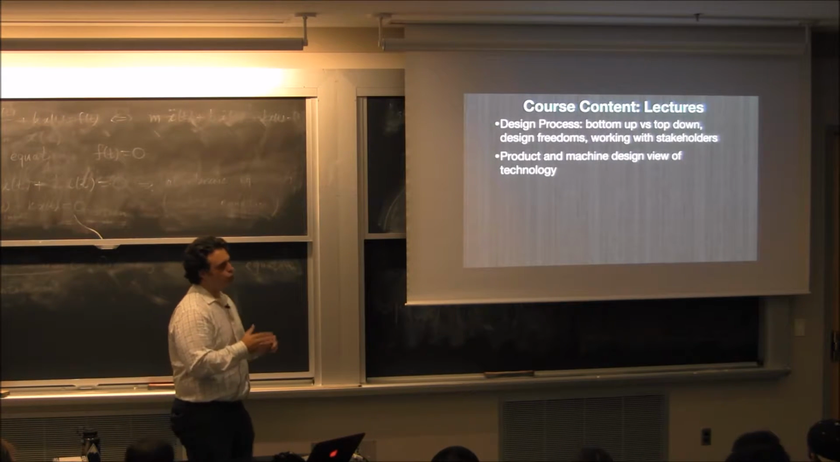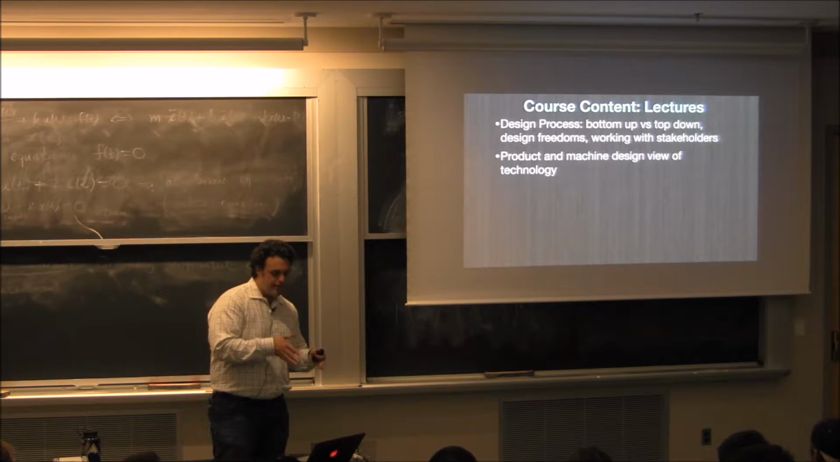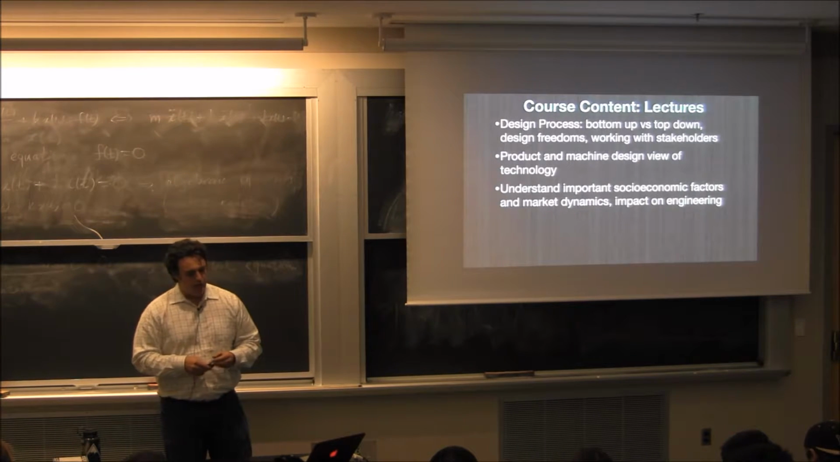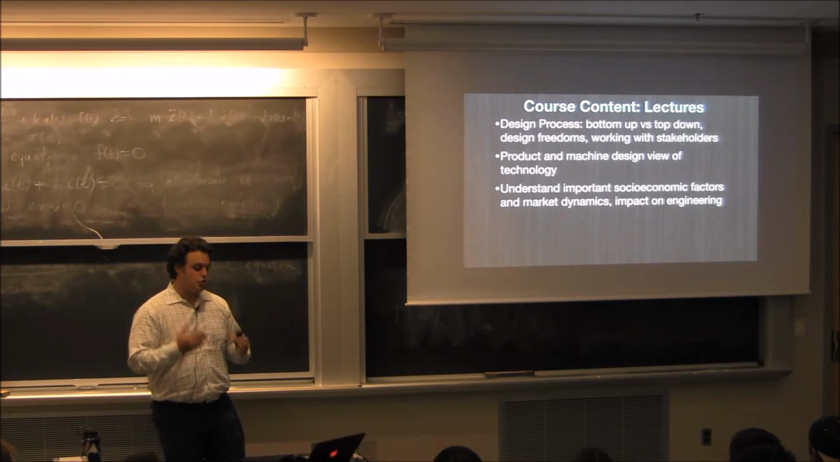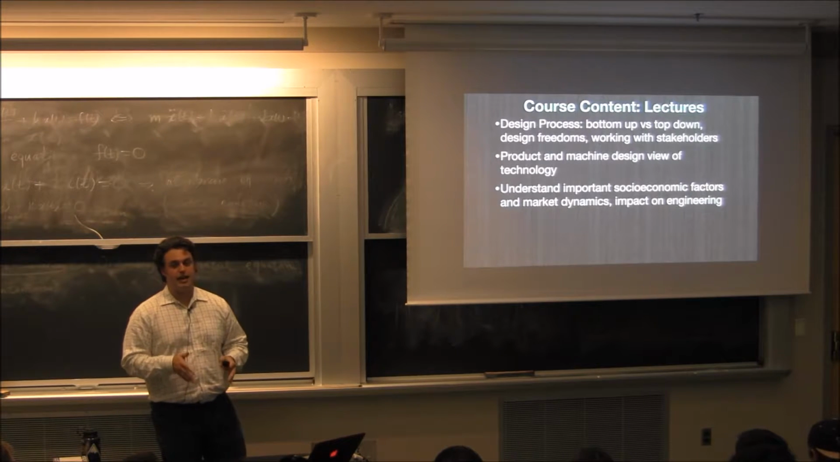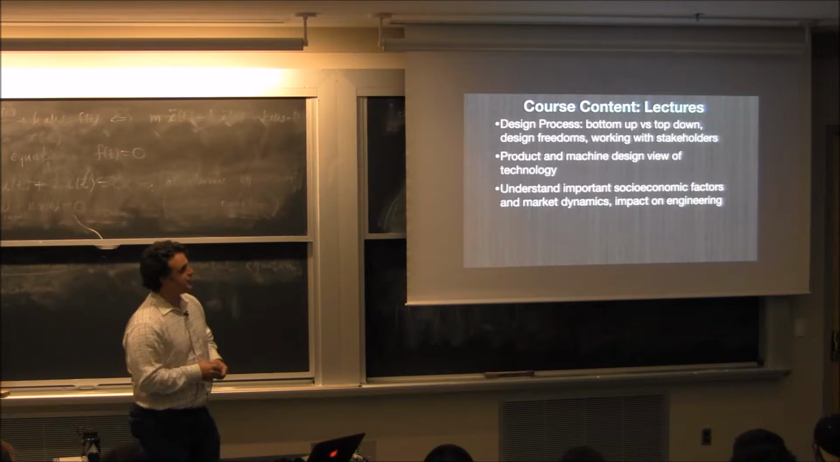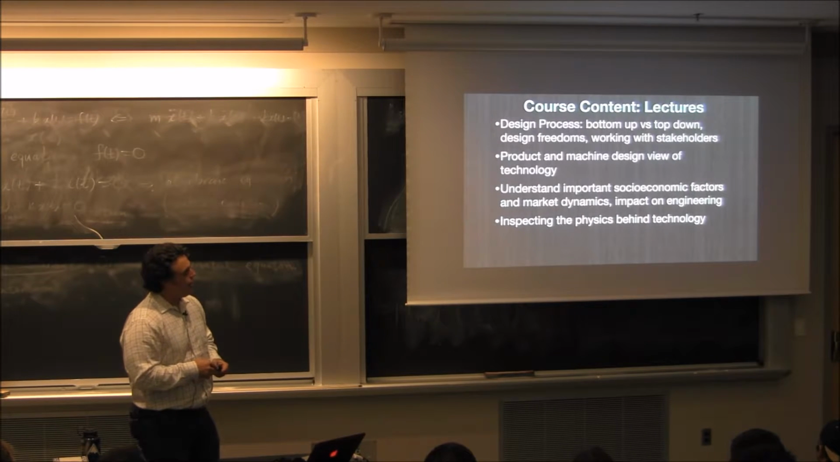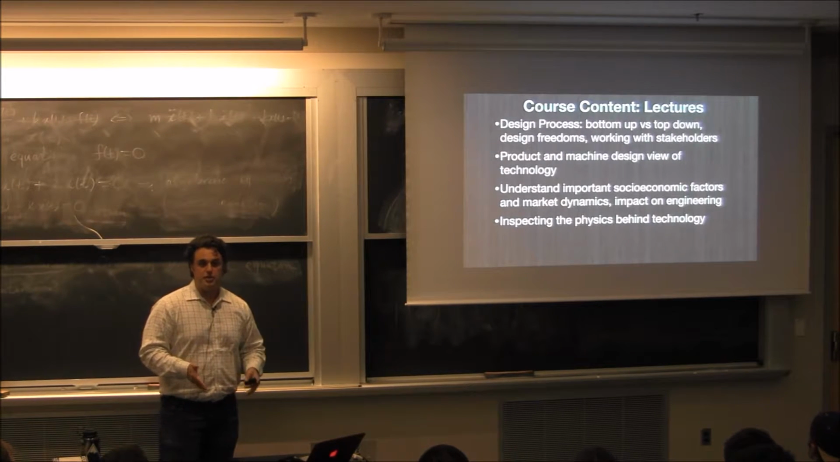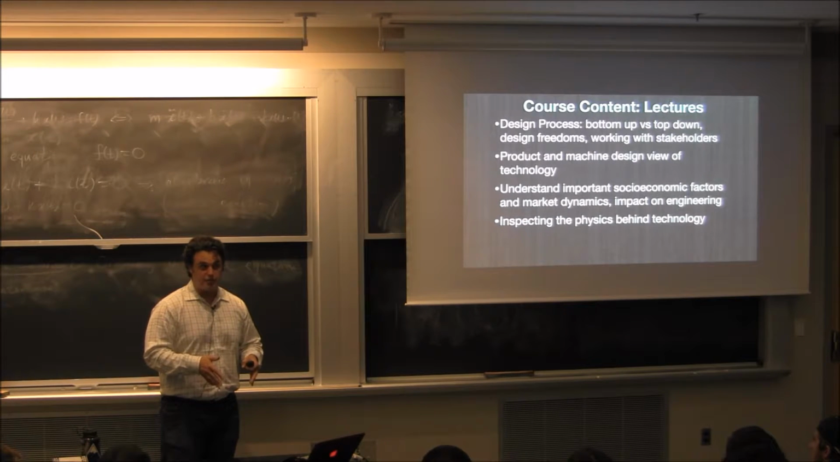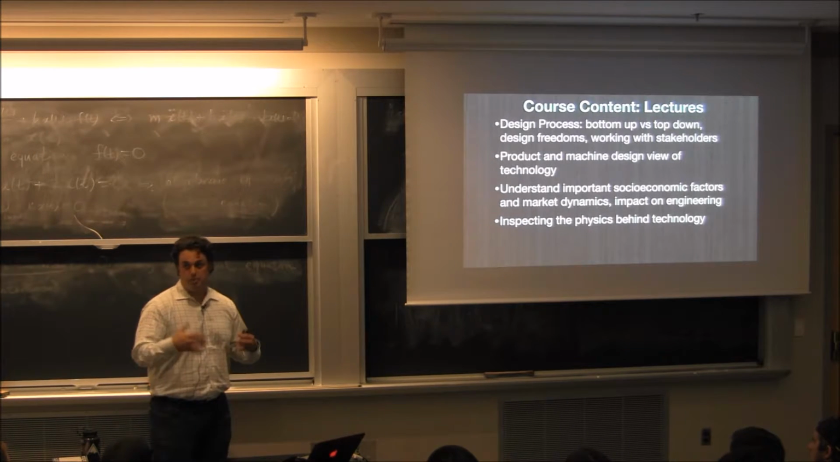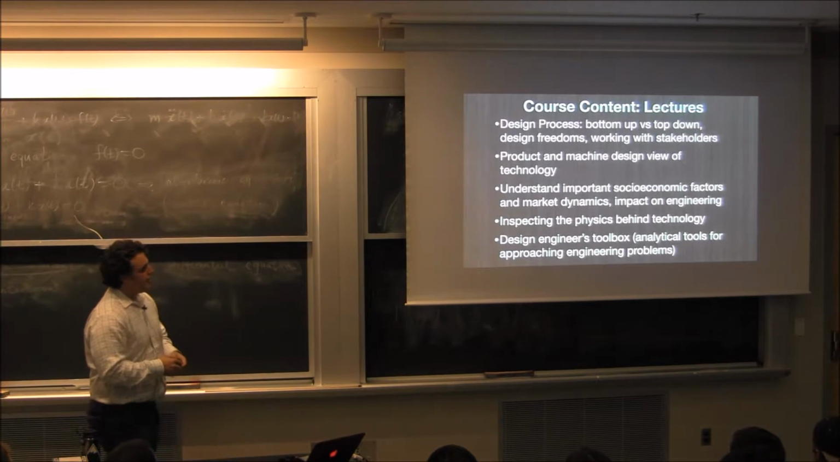We're going to look at technology both through that product and machine design lens. We're going to understand socioeconomic factors and how they impact engineering. That's going to be a theme you'll see a lot in your projects and in the exercises we do in the class. This is a graduate level machine design course, so we're going to dive into the physics of a lot of things. And in your projects, you're really going to dive into the physics because you're going to be making new technology.